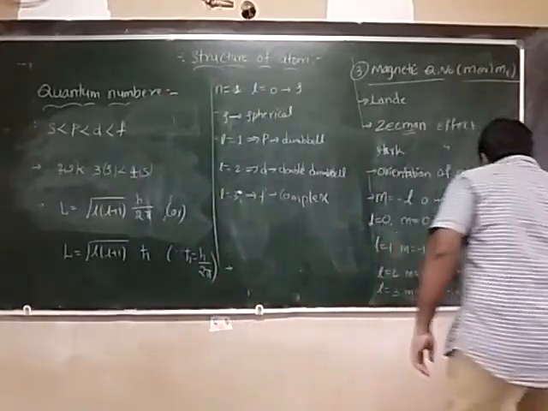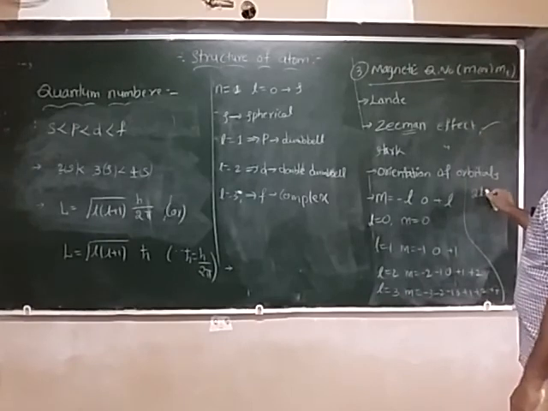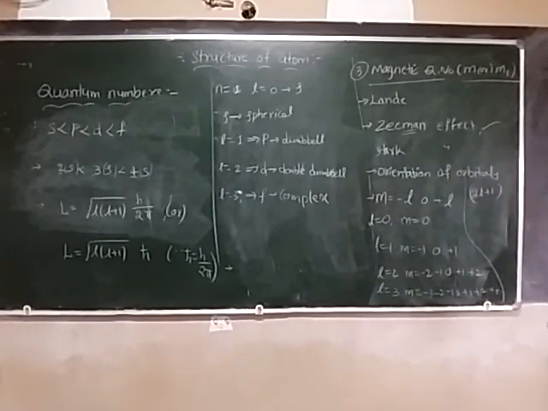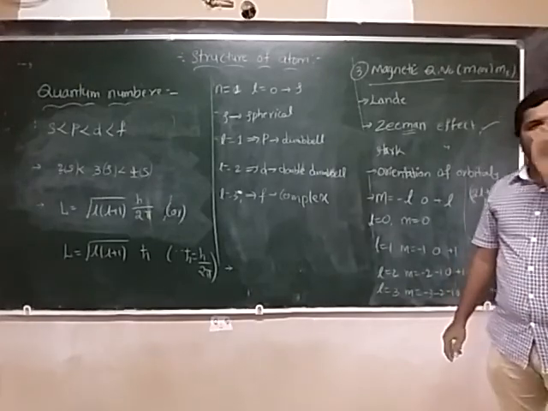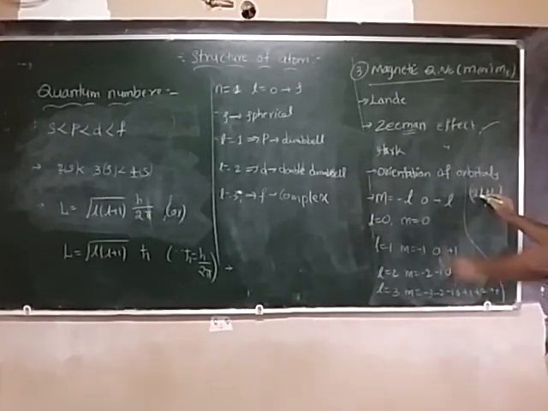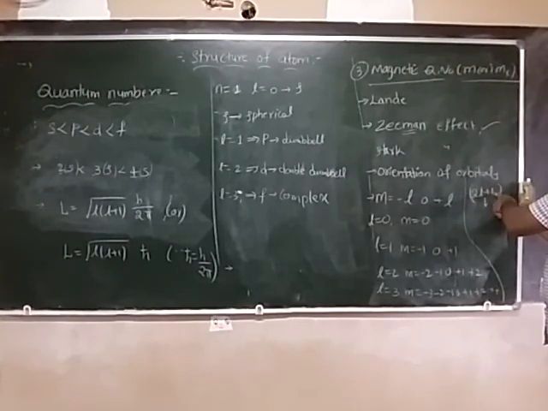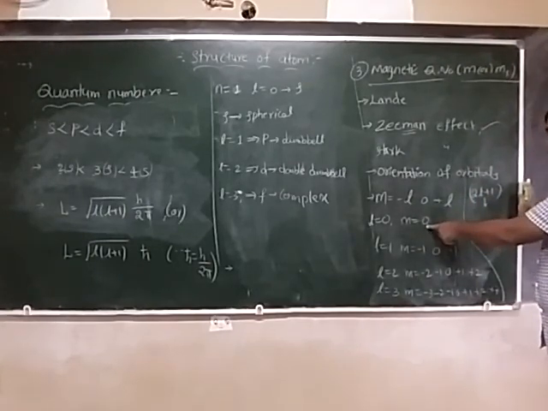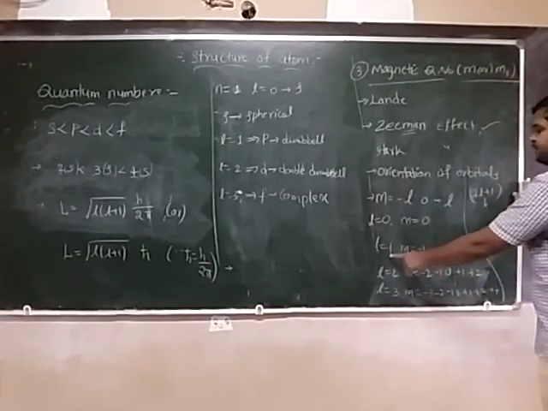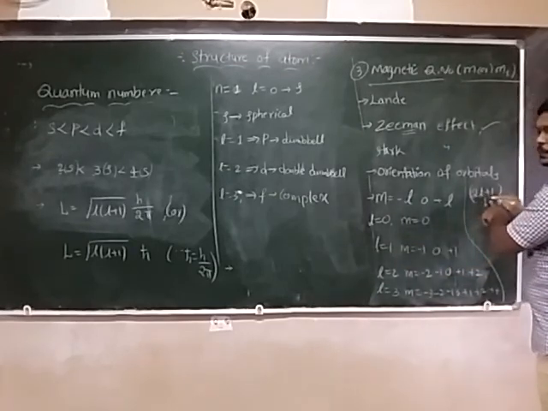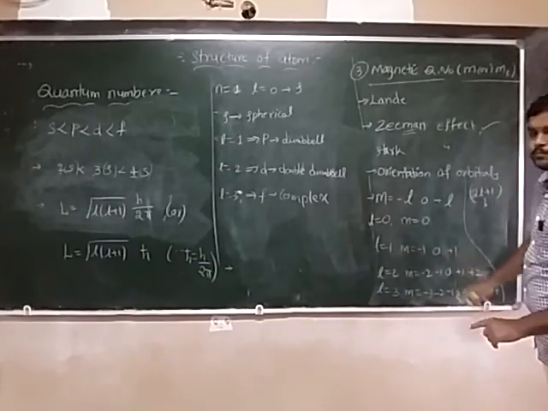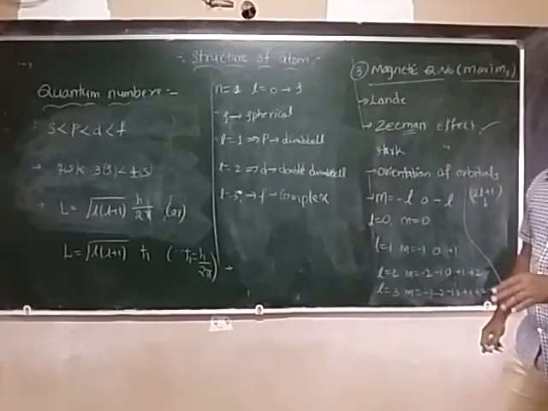So how can we calculate the total number of orbitals? By using the formula 2L plus 1. This formula is used to calculate the total number of orbitals. Suppose L value is 0, 2 into 0 plus 1, so 1. So the s subshell has 1 orbital. If L value is 1, 2 into 1 plus 1, so 3. So the p subshell has 3 orbitals.